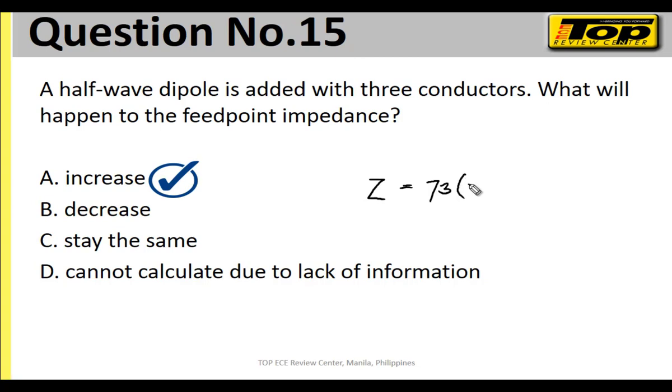But if you're going to add more conductors into the half-wave dipole, it will become a folded dipole. And we all know that folded dipole has impedance greater than the half-wave dipole. And paano yung calculation of the impedance of a folded dipole? Having two or more conductors. That is 73 times n squared, where n is the number of conductors. Okay, so habang dumadami yung conductors natin, ang impedance naman natin lumalaki. So the answer is letter A for number 15. Okay, next number.